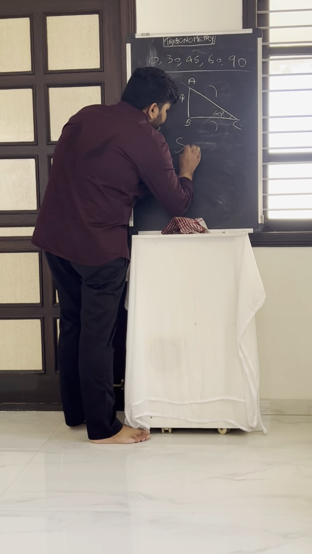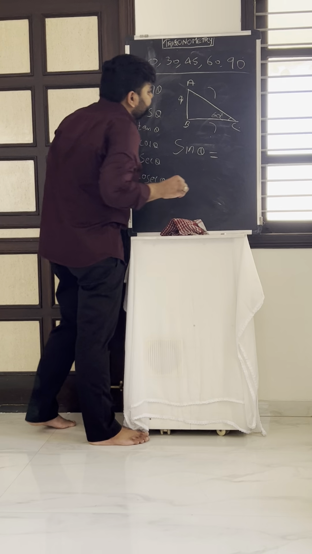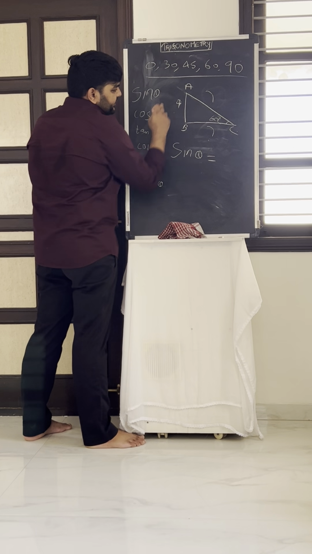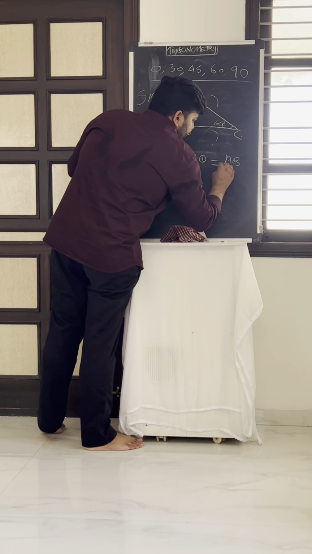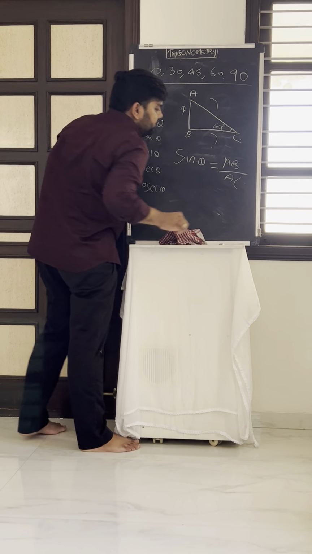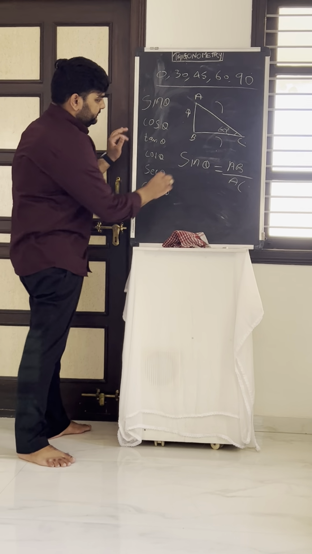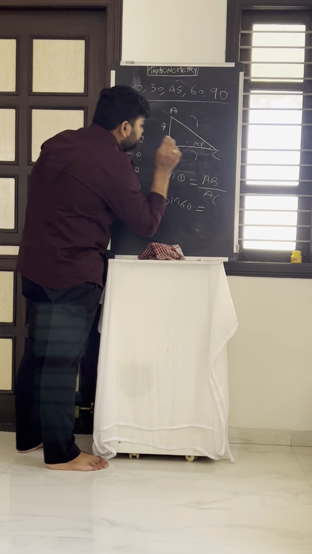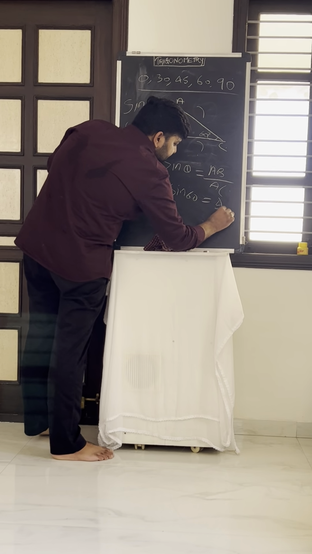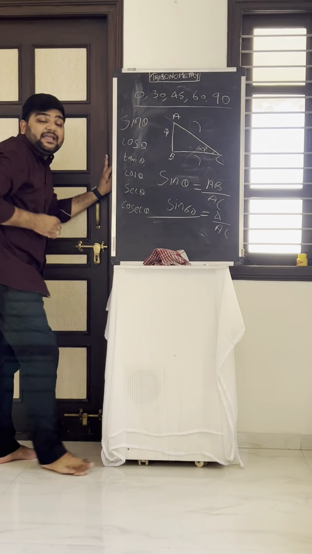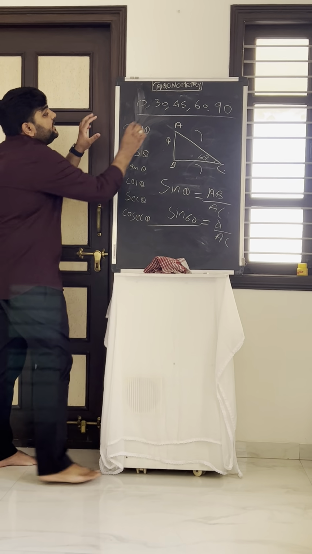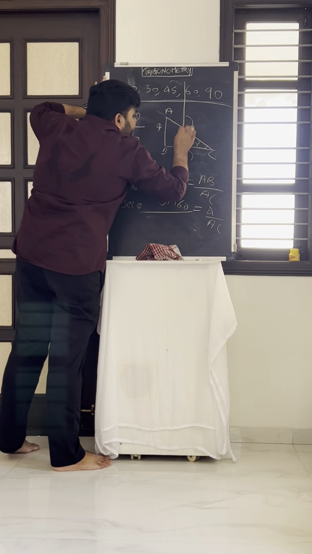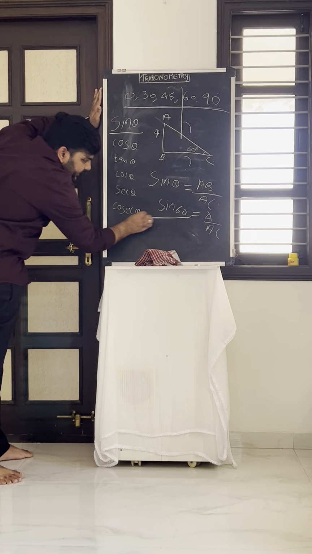Let us say we will use sine theta. Sine theta is equal to opposite upon hypotenuse, so AB upon AC. What is the angle theta? 60. So sine 60 is equal to 4 upon AC. Now I will have to bring the value of sine 60. So go to this table, find the value of sine theta at the angle of 60, and put that value over here.